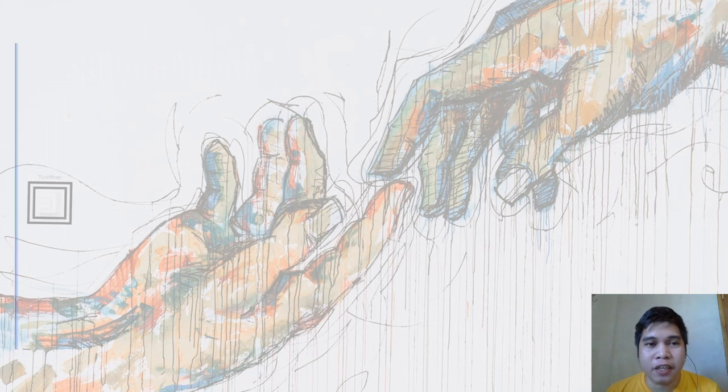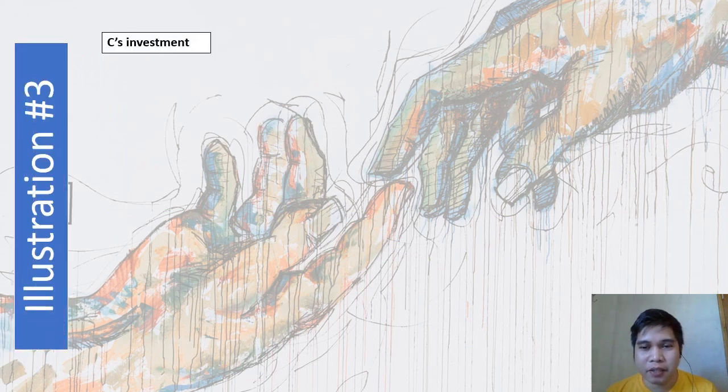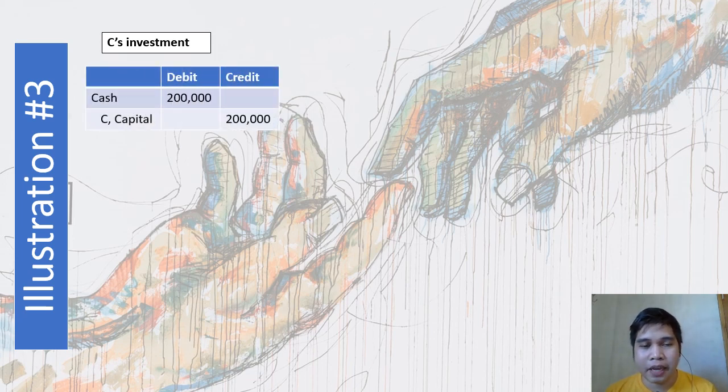Okay, so let's record the transaction. First, C's investment. So, record lang natin as is yung kanyang contributed capital. So, debit cash, 200,000 pesos. Then, credit C capital, 200,000 pesos. So, since no revaluation, wala tayong i-record na revaluation. However, nagkaroon po ng bonus, so i-record natin yung bonus.